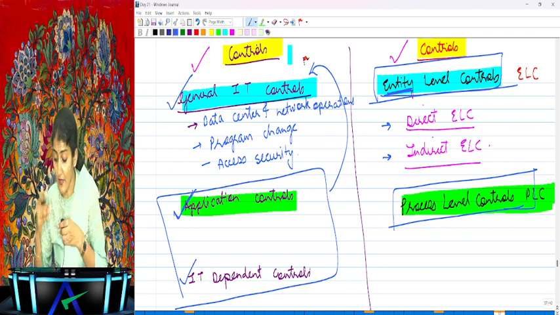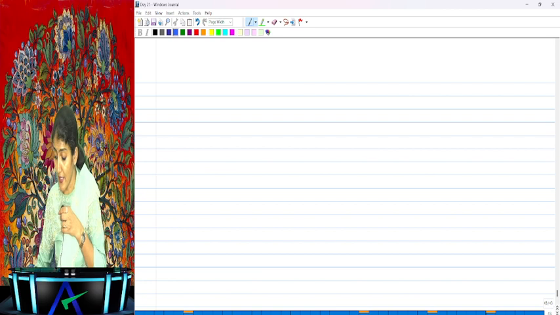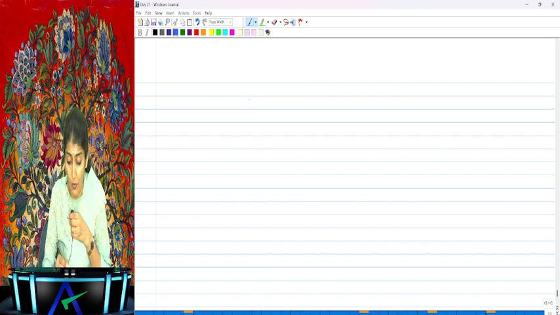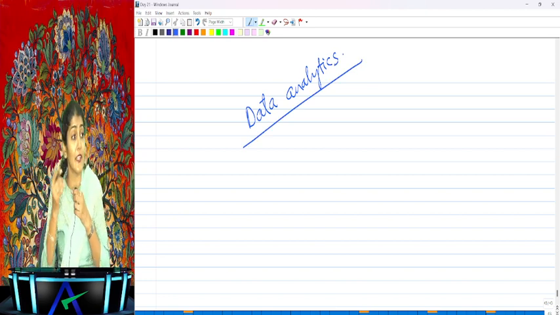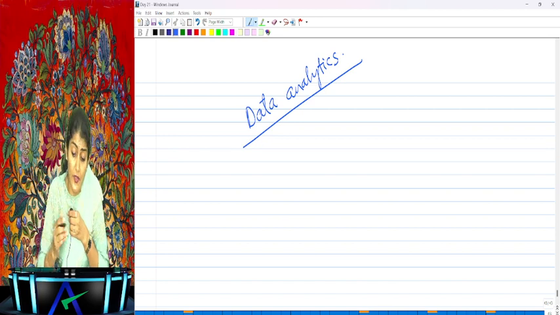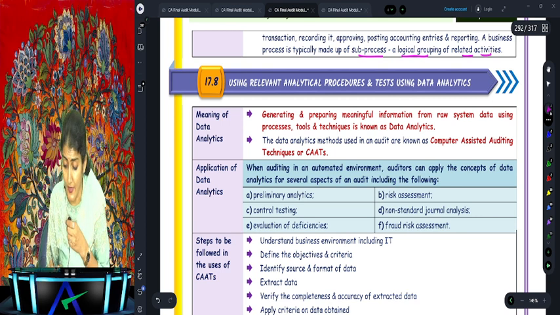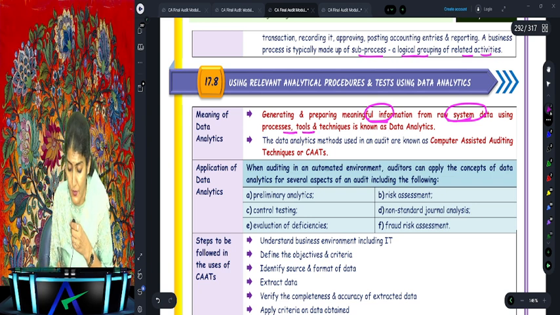Okay, now that the auditor has to do the audit in the automated environment, he cannot use the techniques which he used in the manual environment for doing the audit. So now the auditor, while doing the audit in the automated environment, has to make use of the data analytics. Right, he has to make use of the data analytics. So what is data analytics over here? It says the tools, techniques which are being used by the auditor to generate meaningful information from raw system data. The process of generating the meaningful information from raw system data using processes, tools, and techniques is known as the data analytics.